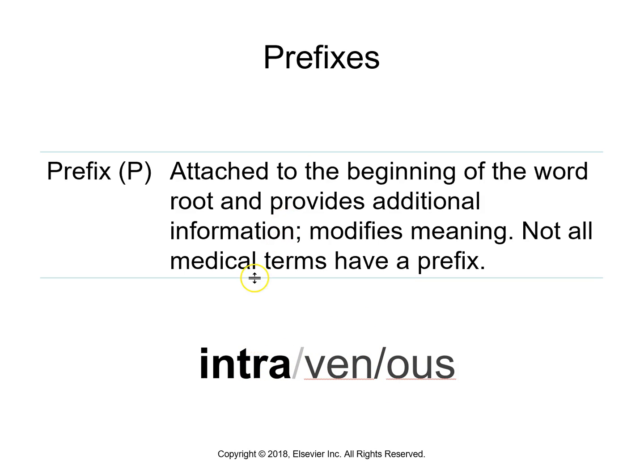Some words aren't that difficult. So pertaining to, within the vein. If you just said venous, then, pertaining to the vein, okay. But if you want to specify, if you want to change its meaning, you have to say intra, pertaining to, within the vein: intravenous. Okay?